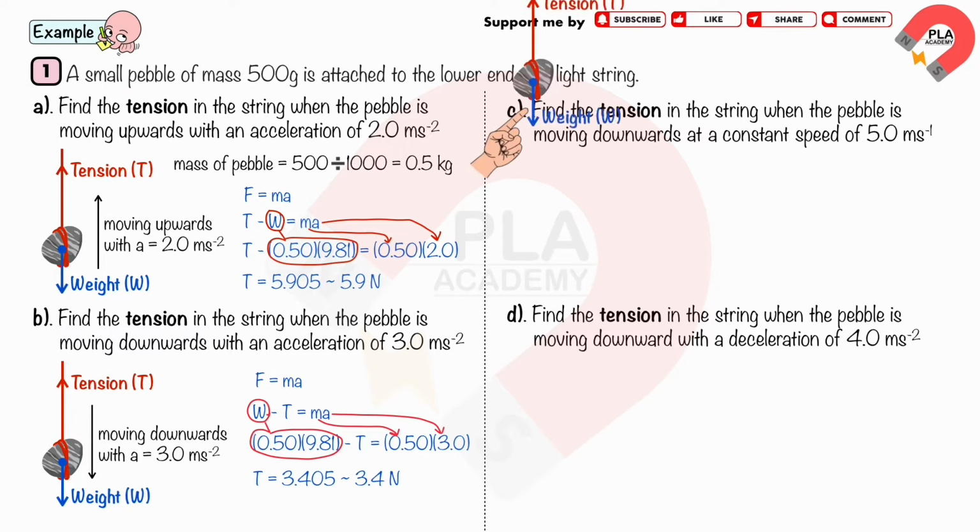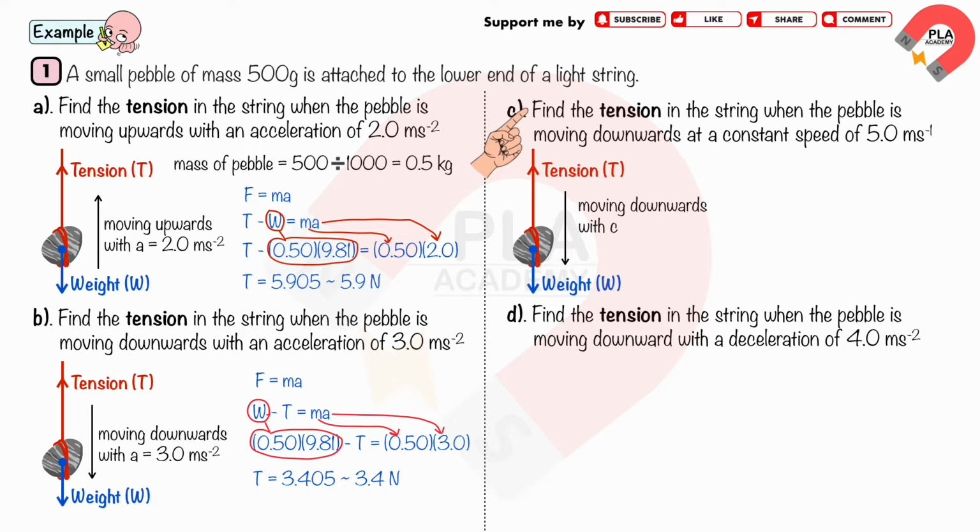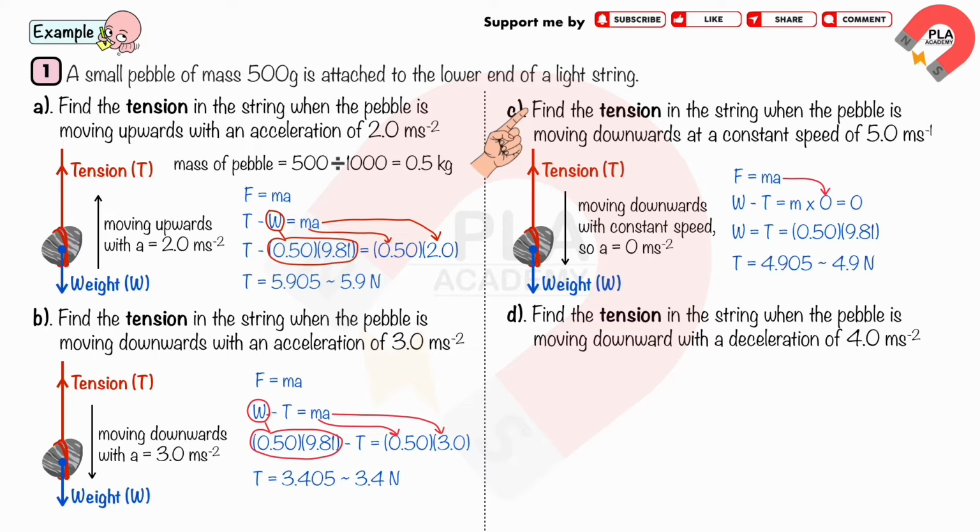C. Find the tension in the string when the pebble is moving downwards at a constant speed of 5 meters per second. From the equation, F equals ma. F is the resultant force to act on the pebble. It is 0 due to constant speed and its acceleration is 0. So, W minus T equals 0. And then W equals T equals 0.5 times 9.81. We get the tension T equals 4.9 newtons for two significant figures.